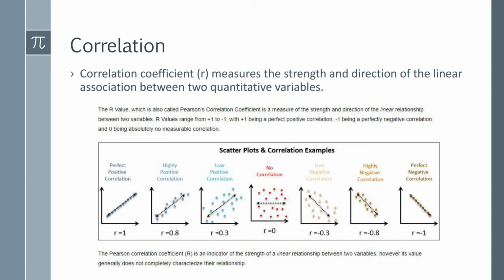So if we look over on the right side of the table here, R equals negative 0.3 is going to be a low negative correlation. R equals negative 0.8 is going to be a highly negative correlation. And an R equal to negative 1 is going to be a perfect negative correlation. Now, your R value can be any value between 1 and negative 1. There's just a handful on here for an example, but you could have a negative 0.5 or a positive 0.4 or something like that. But this just shows you the scale. If R equals 1, perfect positive, R equals negative 1, perfect negative, and then you have all the values in between there.